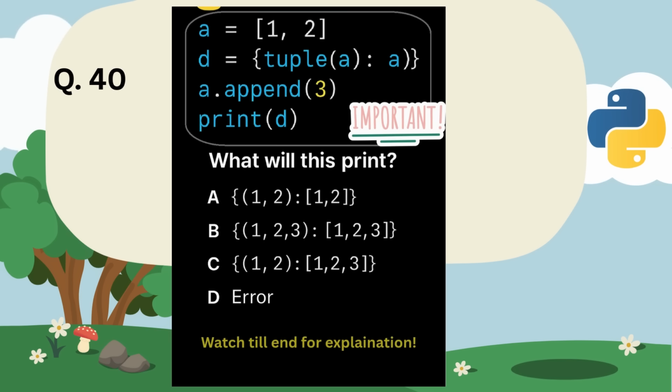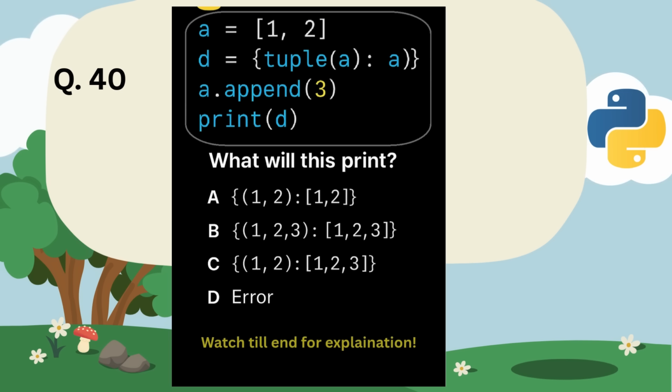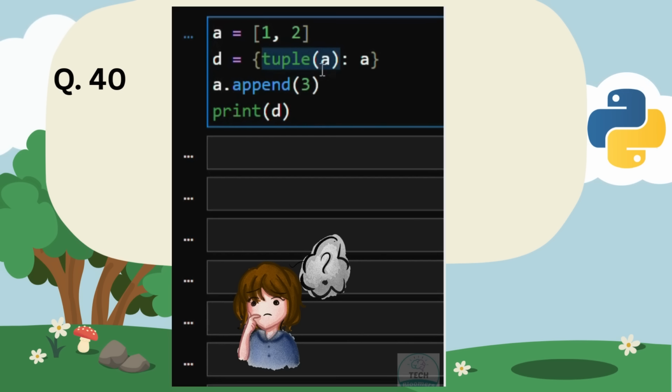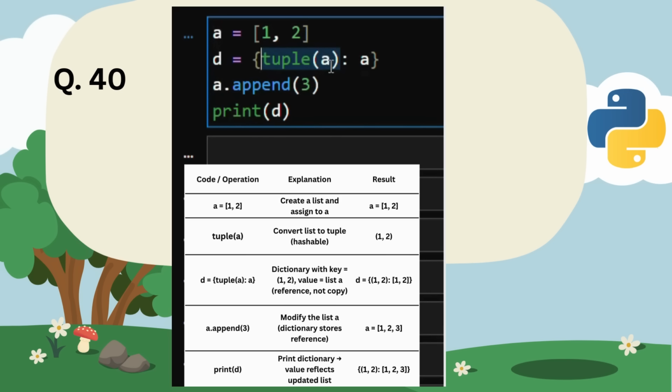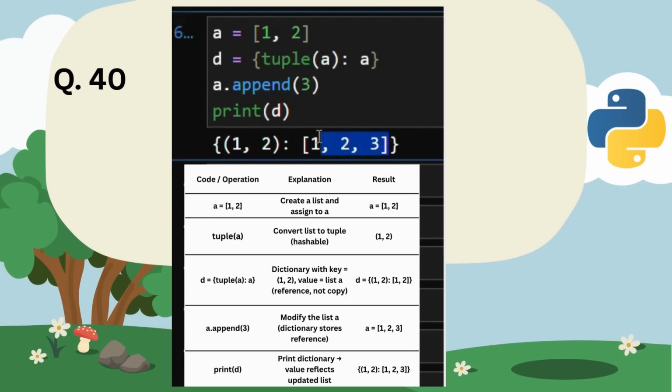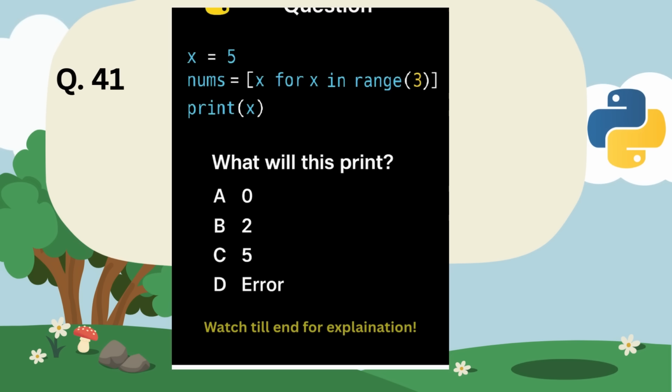What will this print? Take a moment and drop your guess in the comments. The key idea is that converting the list to a tuple creates an immutable snapshot used as the dictionary key, but the dictionary's value is still a reference to the original mutable list. So when we append 3, the key stays the tuple of 1 and 2, while the value becomes the list 1, 2, 3.